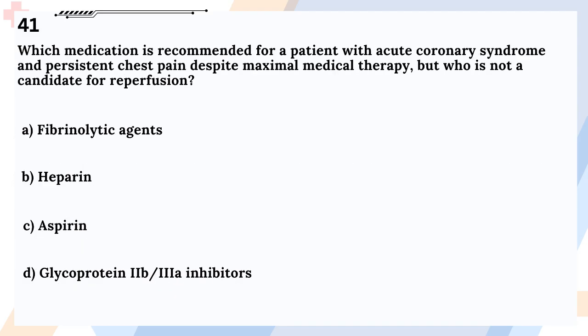Question 41. Which medication is recommended for a patient with acute coronary syndrome and persistent chest pain despite maximal medical therapy, but who is not a candidate for reperfusion? A. Fibrinolytic agents. B. Heparin. C. Aspirin. D. Glycoprotein IIb/IIIa inhibitors.